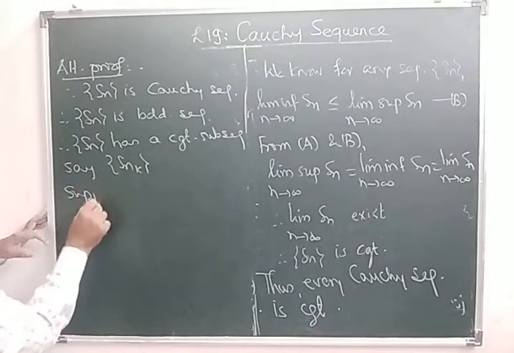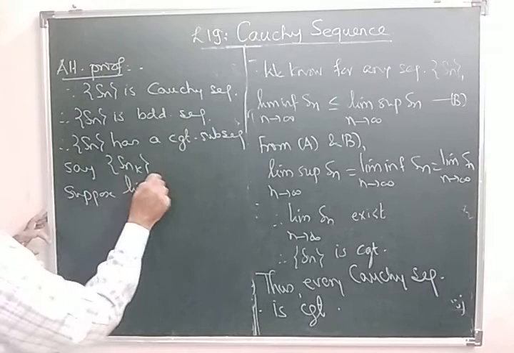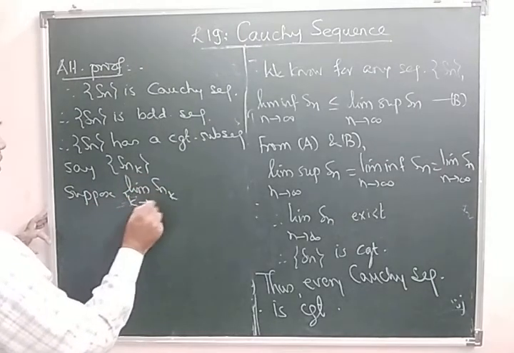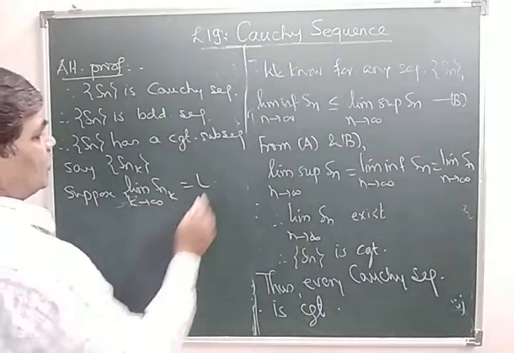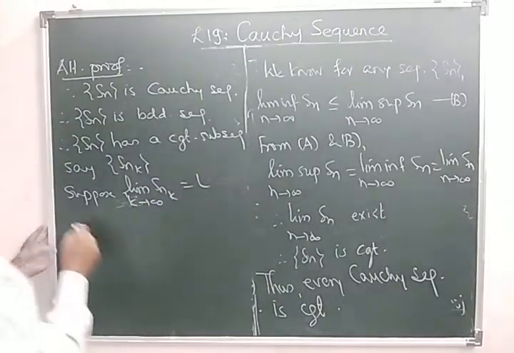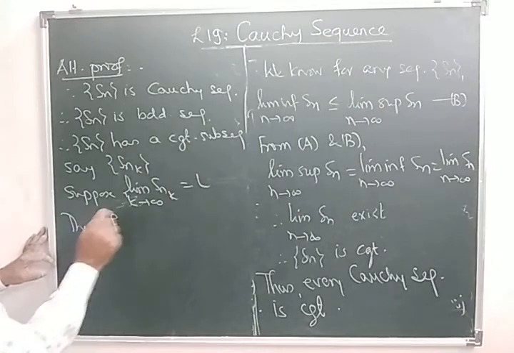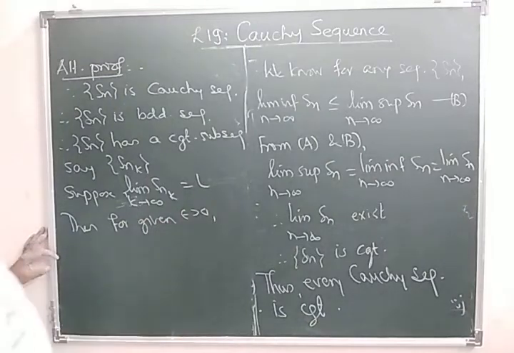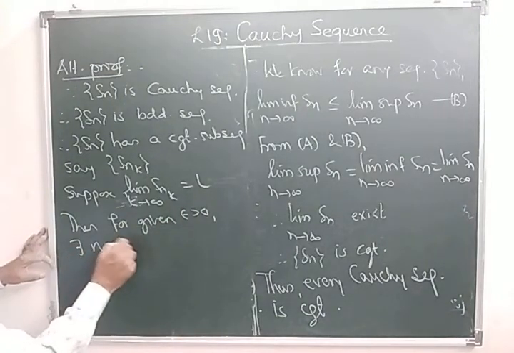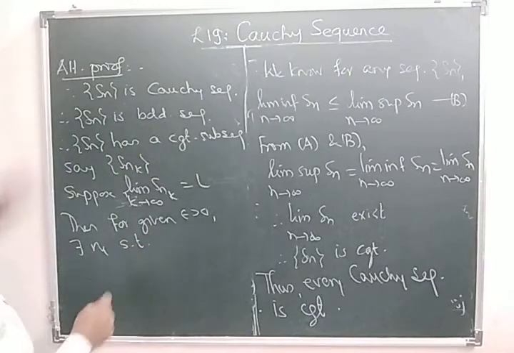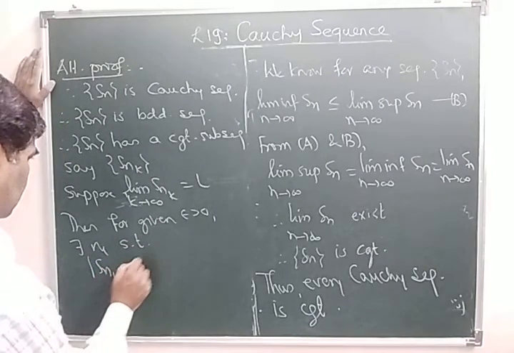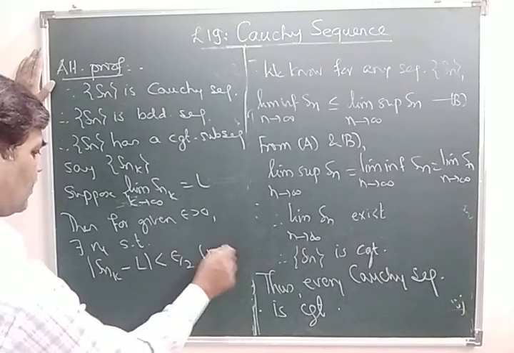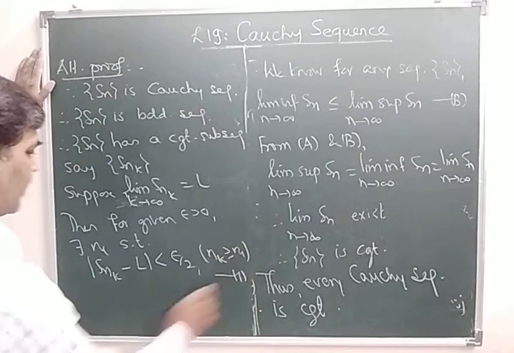Suppose limit of Snk as k tends to infinity is equal to L. Then for given epsilon greater than 0, there exists n1 such that mod of Snk minus L is less than epsilon by 2 for any nk greater equal n1. Okay.